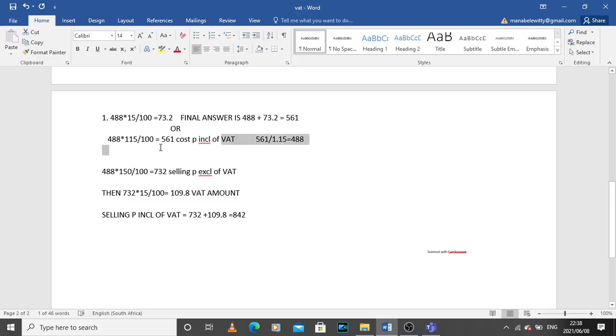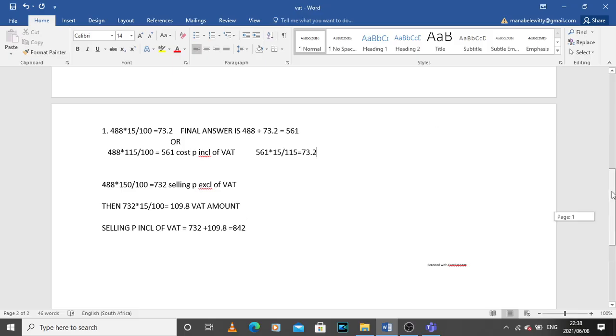So it's either you do it this way straight to the answer, or you do it the longest way. In this case, if you want to determine the VAT amount, because this is only about the original price, you're going to multiply by 15 over 115, since you want the 15% inside 115. This will definitely give you 73.2. Let's confirm with the calculator. 561 multiplied by 15 over 115. It's 73.177, which is 73.2.